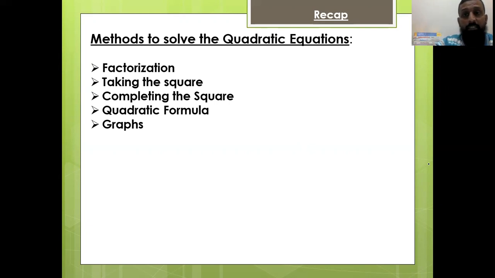What are the identities? A plus b the whole square equals a square plus 2ab plus b square. Or you can apply the identity with a minus sign. So you will have this case, right? Another method, we can apply a technique called middle term breaking.